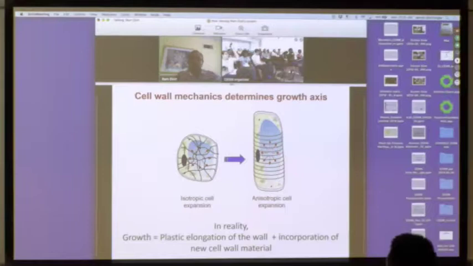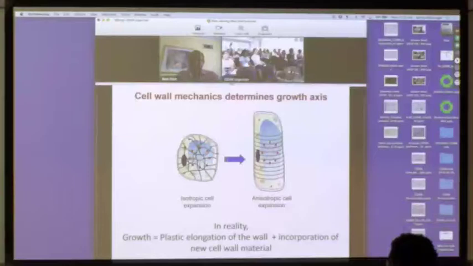So you have plastic elongation of the wall plus incorporation of new cell wall material. That's also happening during growth. So keep that in mind. We're not going to worry about the details today, but there's more to it than just simply plastic elongation of the wall. Ron, can I ask a question? Yeah.